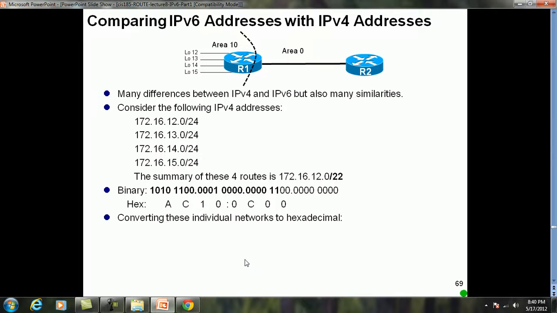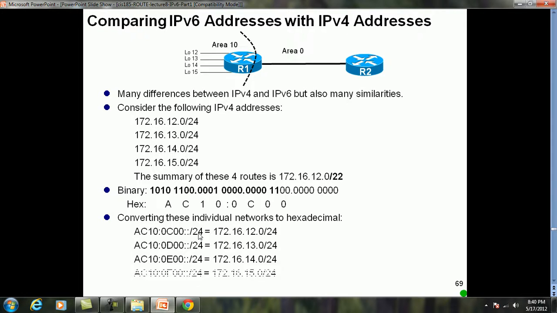In binary this is what we get. Converting to hex, I get something like this. Convert these individual networks to hexadecimal: AC10 something like this, correct? Now, AC10:C, D, E, and F, correct? So 12 is C, D, E, okay? Now, the summary of these four addresses will be AC10:0:0:0/22. So you can do summarization in IPv6 also.